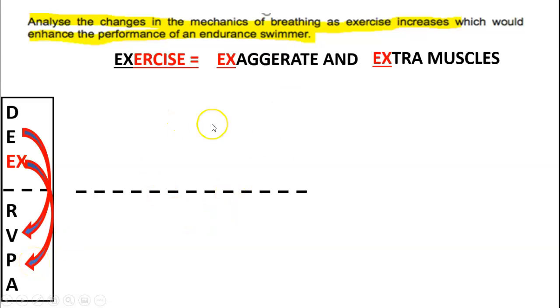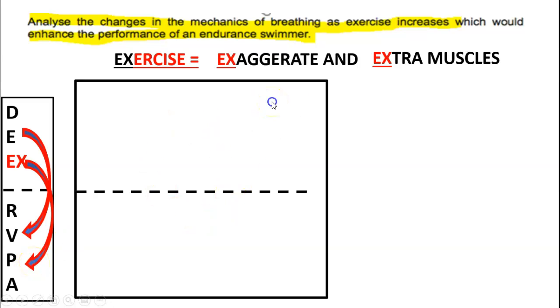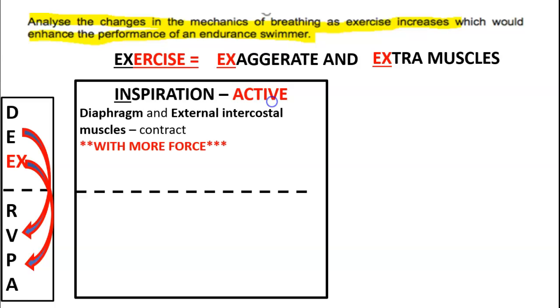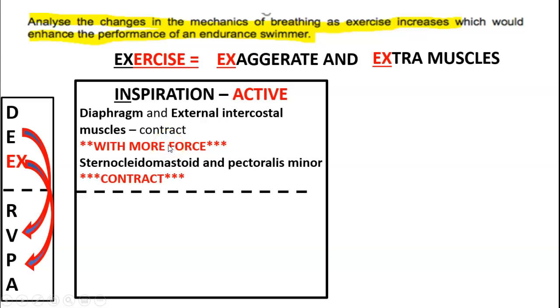So I'll show you how it would work. So how I would model this to start with, let's go for inspiration. Your job is to have a go at doing this on the next slide after. So for inspiration, I would start off by saying the diaphragm and external intercostal muscles contract with more force. Okay, then I would say the sternocleidomastoid or pectoralis minor or both contract. They are my 2 causes.